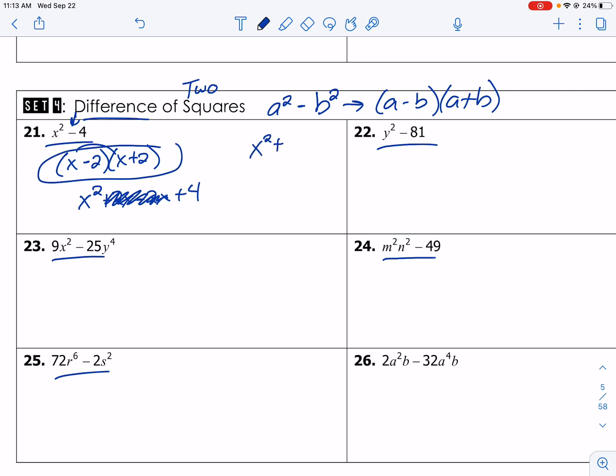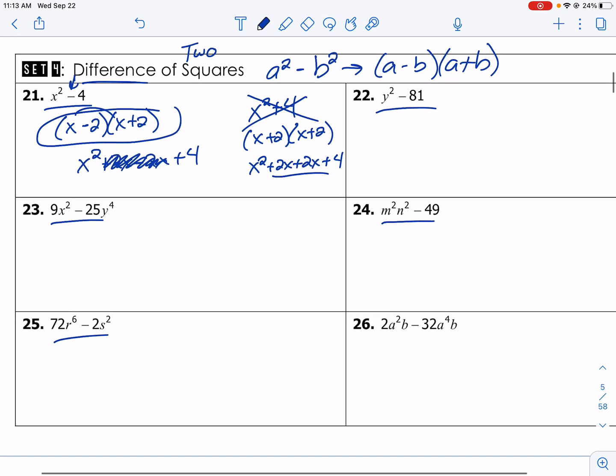This is not factorable. This does not factor to x plus 2 times x plus 2. Look what happens. You get x squared plus 2x plus 2x plus 4. Well, now the middle term does not eliminate, so this is not factorable. That would be a sum of two squares, not a difference.